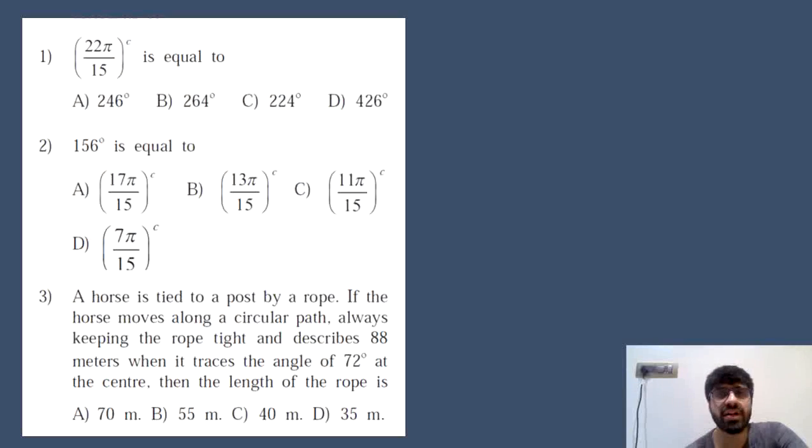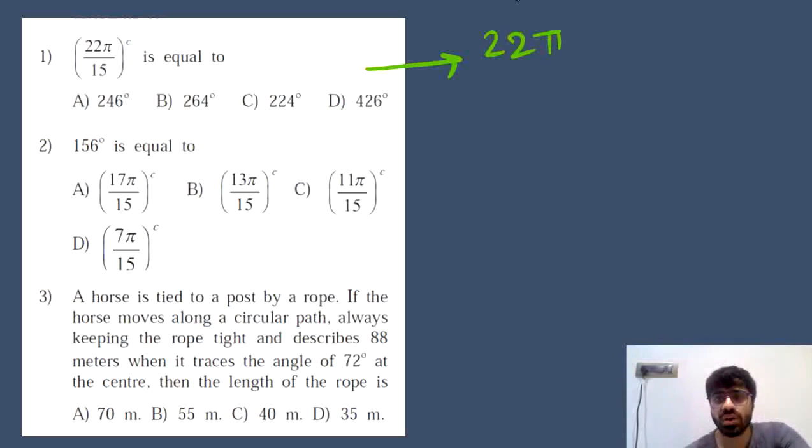In this video, we will be discussing a few multiple choice questions from angles and measurements. I have taken these questions from the Maharashtra government textbook, Maths Part 1, 11th standard. So let's begin. The first sum, 22 pi upon 15 radians will be what in degrees?